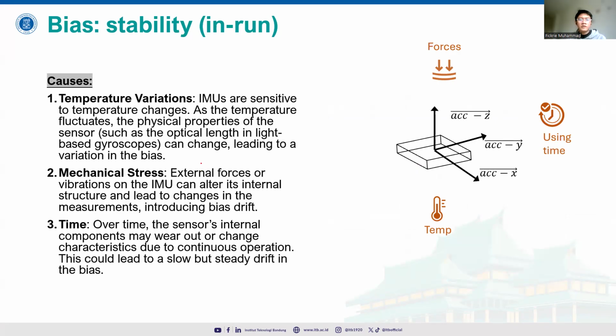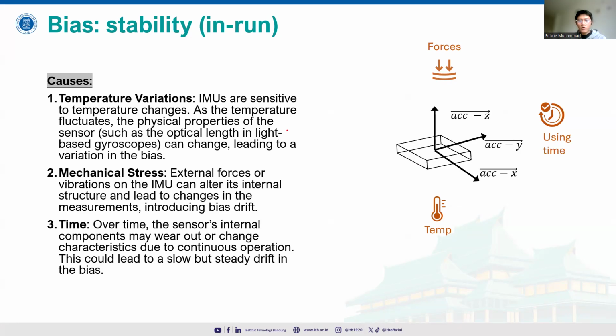The causes of this bias instability are the applied forces, like the vibrations applied to our IMU, which our IMU couldn't keep up with. Then there is usage time, because the IMU has been used for longer periods. And increasing temperature, because the IMU has been used for a long period during one run, and the temperature becomes hotter than the initial state, will of course increase the bias instability.